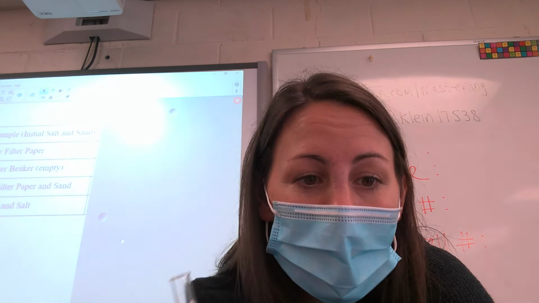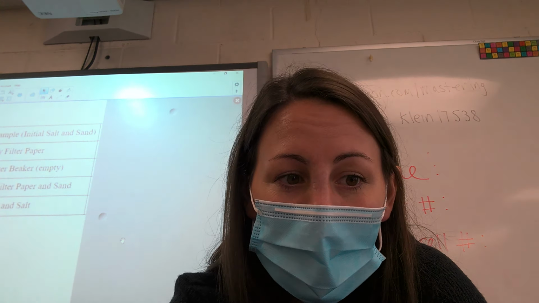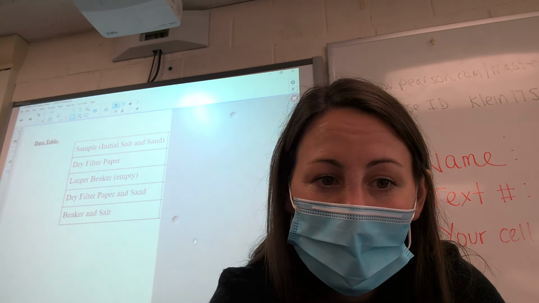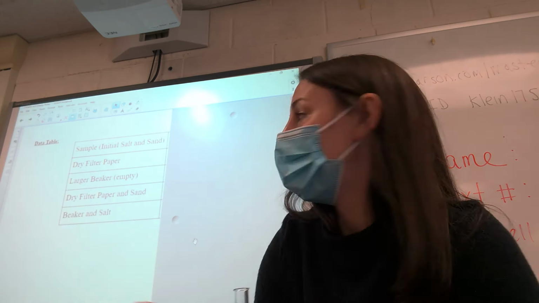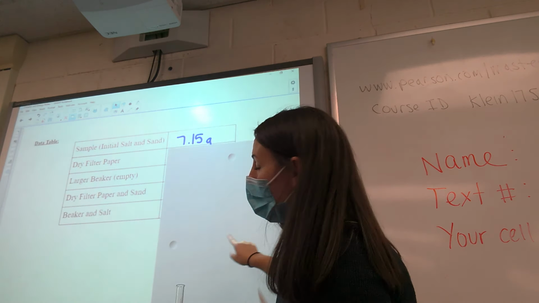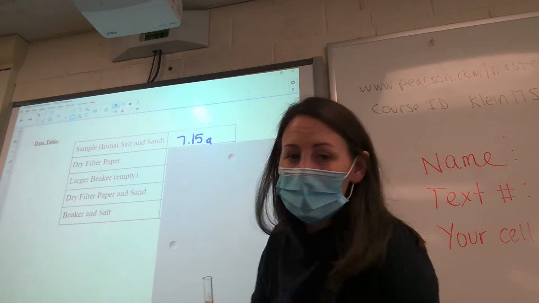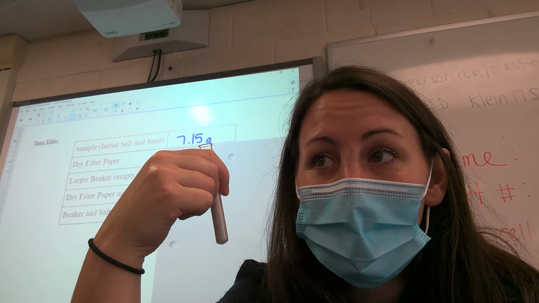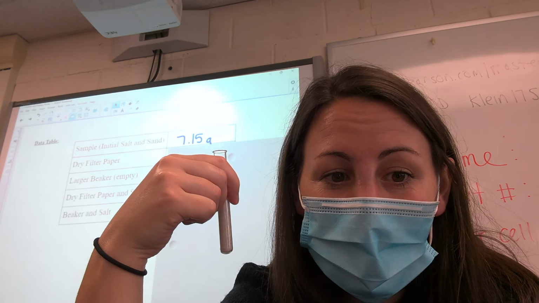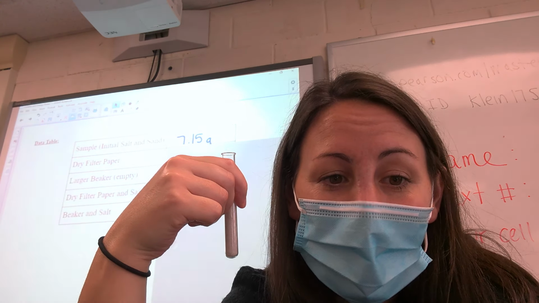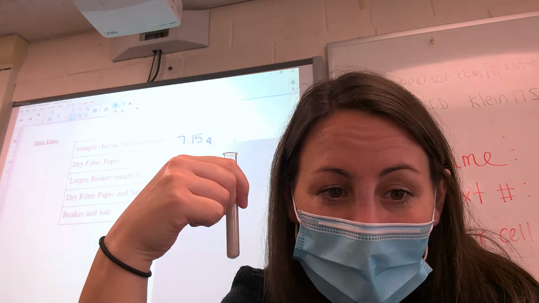Okay, so the first thing I actually needed to do was get some masses. If you see on the smartboard behind me, the mass of this original sample is 7.15 grams. And I need to know what the mixture was to start with so I can figure out my percentages at the end.